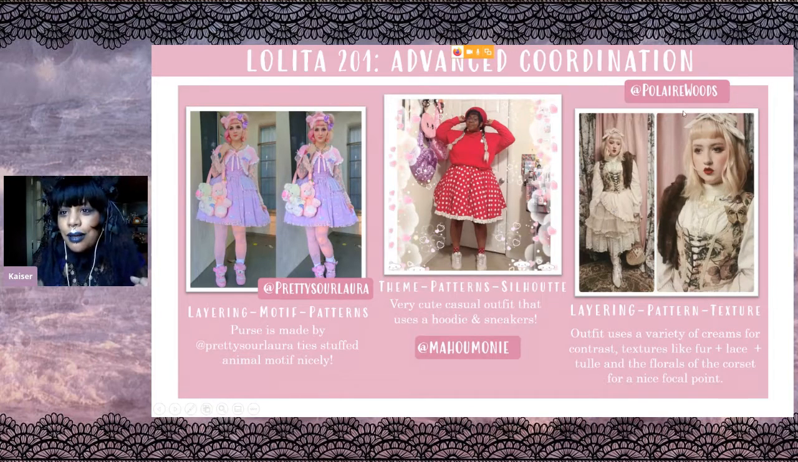So then here's Polaire Woods, and I think it's really worth looking at Polaire's coordinates, because there's just always so many interesting things going on when you're looking at it. Here there's a lot of layering. So you have this dress that's under here, then you have the corset on top, and then you have all the different colors, all the different creams. Sometimes it's okay to mismatch colors to make it interesting, because if this was all the same color, it'd be a little bit boring, but you can see they're all varying types of off-whites.